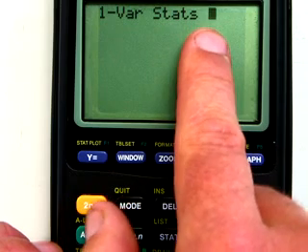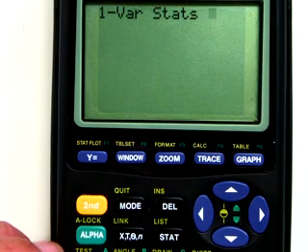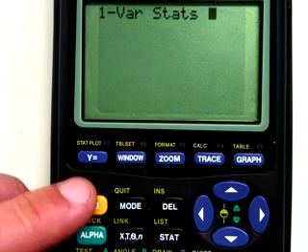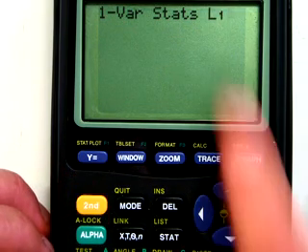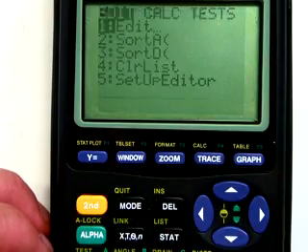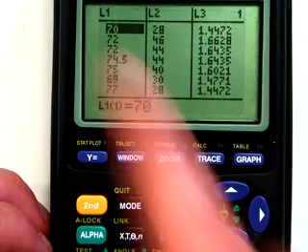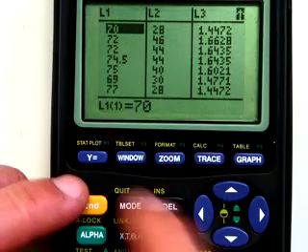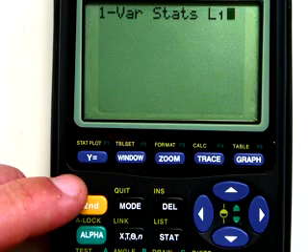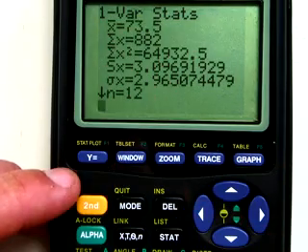Now notice it's blinking here because it wants to know what list you are trying to take one variable stats of. I have multiple lists in there, so I have to tell it to do list 1 because that's the information I want. Under Stat Edit, I have multiple lists here, but I want just my information for list 1. Now when I hit enter in the lower right, it pulls up a lot of information.